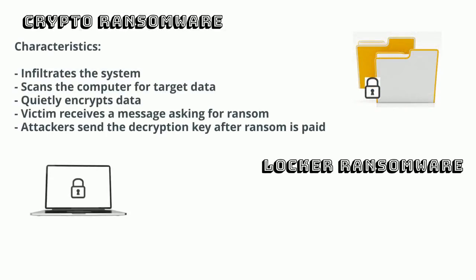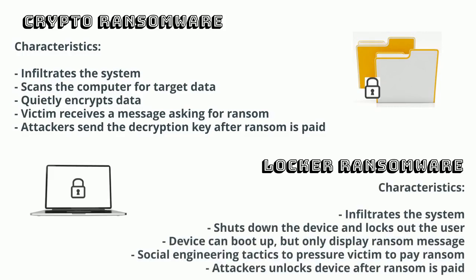The characteristics of crypto ransomware are as follows. It infiltrates the system. The program scans the computer for target data. It quietly encrypts data. The victim receives a message asking for ransom. Attackers send the decryption key after ransom is paid.